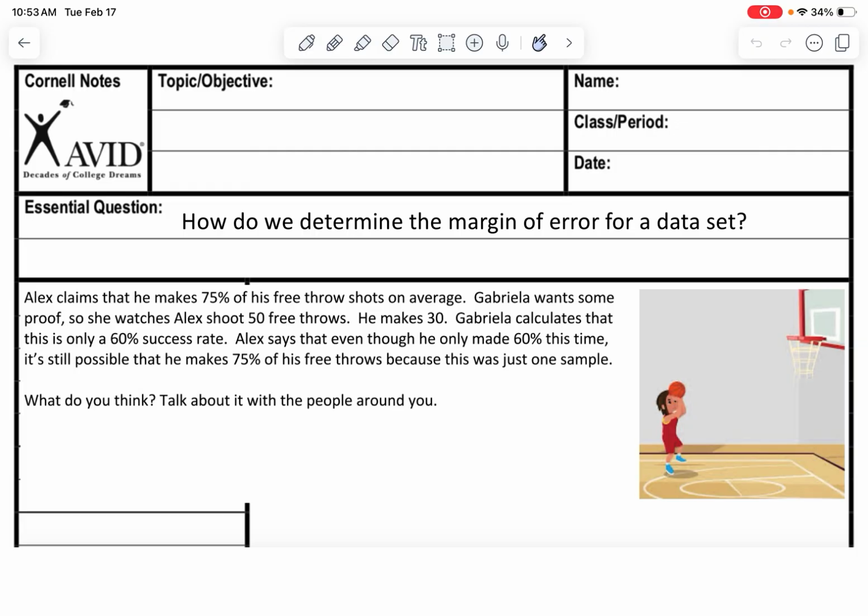What do you think? Well, it is true that this could be a bad day for Alex, and it's just one sample. But it also could be true that maybe his success rate is a bit lower. So how do we know what the margin of error is from a sample size? Or if it's a bigger sample size, how do we go from there?